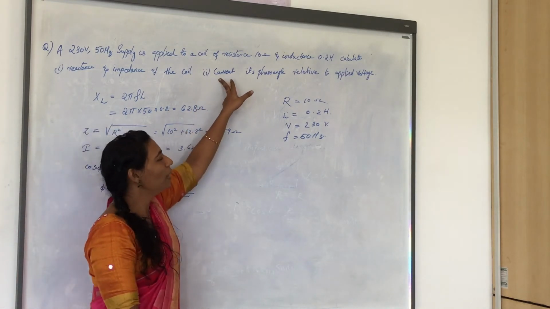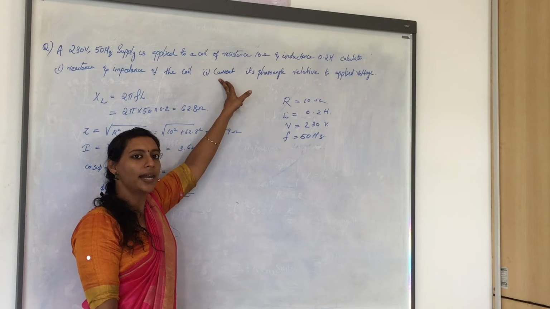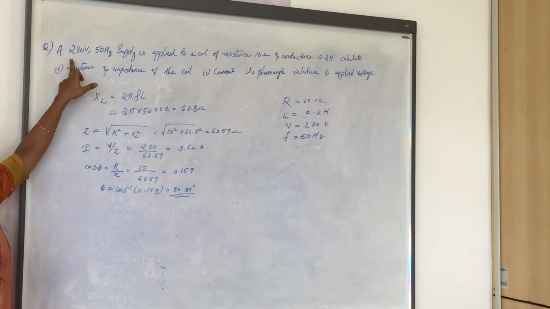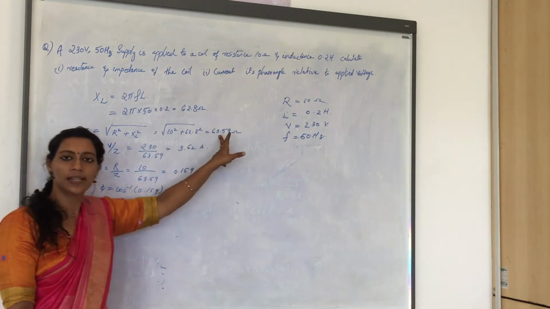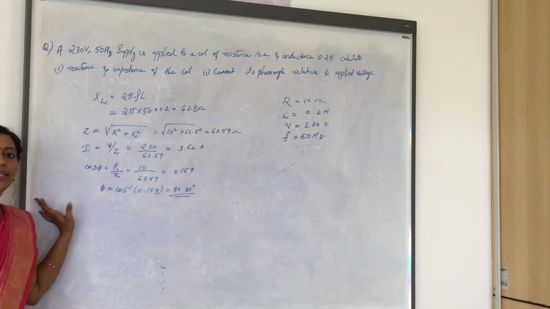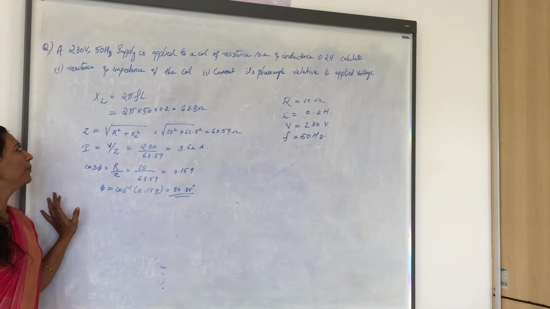Next question is we have to calculate the current. The current is given by voltage divided by impedance. Voltage is 230 volt. Impedance is calculated as 63.59. Substituting, we get 3.62 ampere.